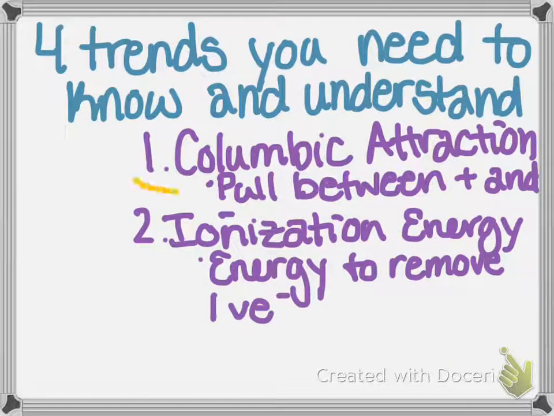First, we look at Coulombic attraction. It isn't an individual trend, but it relates to everything. That's the pull between your protons and your electrons, okay? Our next trend is ionization energy. That's how much energy it's going to take to remove one valence electron. Remember, the lower your ionization energy, the easier it is to steal an electron.